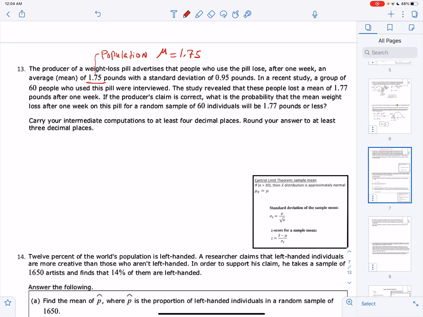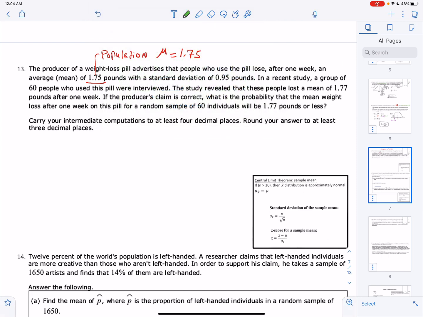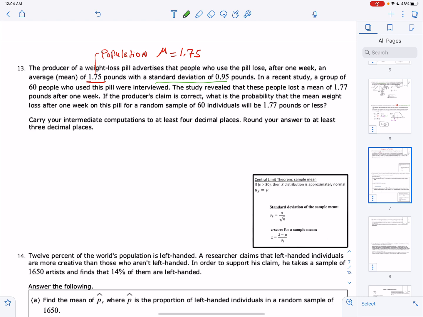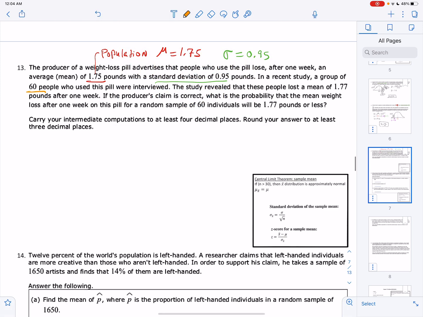1.75. And if we use the proper notation, then it works well with our formulas. With a standard deviation, so still didn't say anything about a sample. So this is our population standard deviation, which the appropriate notation for that is sigma, is 0.95. All right, we read on. It says in a recent study, a group of 60 people who used the pill. That's starting to sound like a sample, isn't it? So I'm going to go down here and say n equals 60.